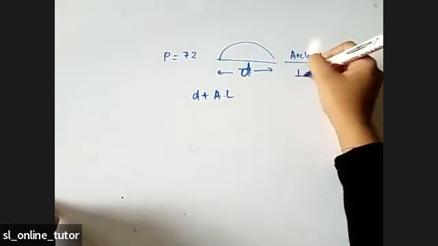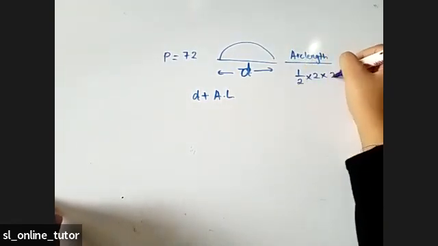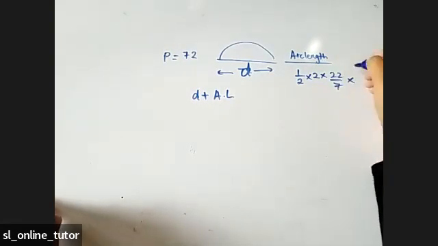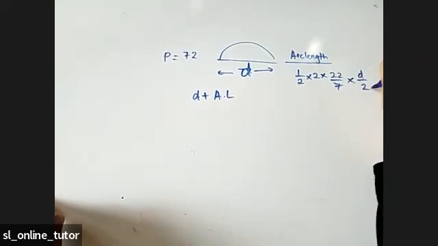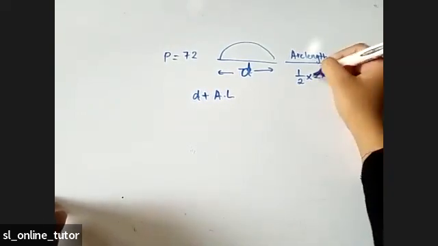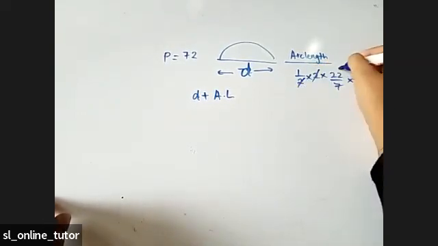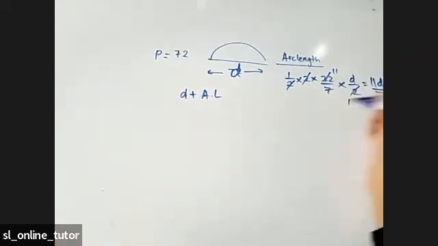Listen carefully. Half into 2 into 22 upon 7 into radius. Radius means what is it here? D upon 2. You have to take it as D upon 2. 2 cancel. 2 times 1, 2 times 11. So the answer is 11D upon 7. That is the arc length.